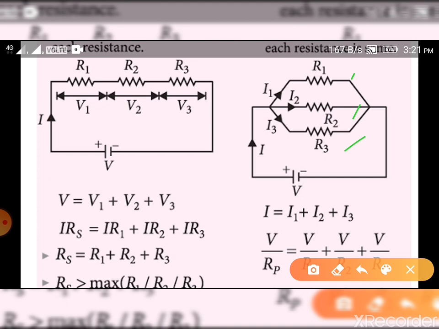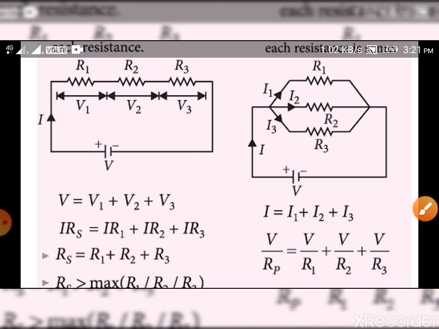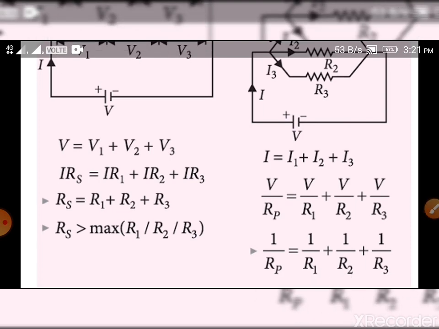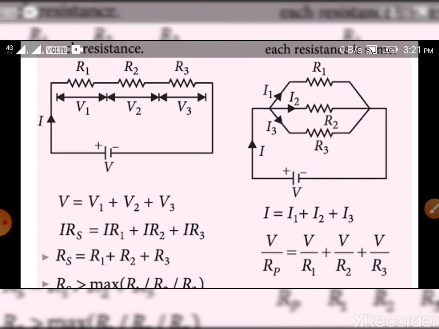In the case of series connection, V will vary: V equals V1 plus V2 plus V3. In the case of parallel, I will vary: I equals I1 plus I2 plus I3. Now substituting the values of I1, I2, I3, we know Ohm's law: V equals IR, so I equals V by R. Here V will be the same, R will vary.